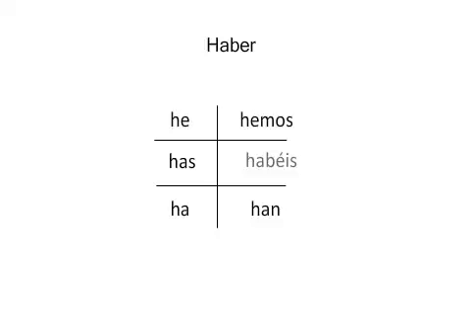Haber is used to form what are called the perfect tenses in Spanish. You'll learn more about the perfect tenses in another tutorial, but for now it is important just to remember that haber means to have in the sense of having done something, and that these very irregular forms are the present tense forms of haber.